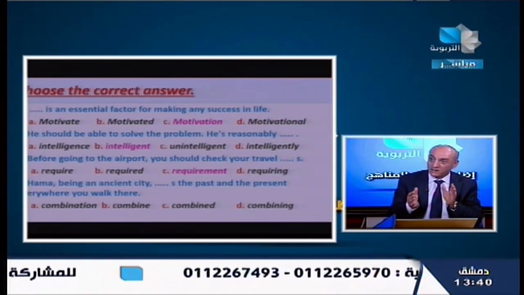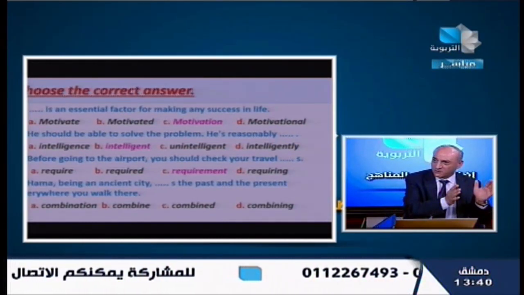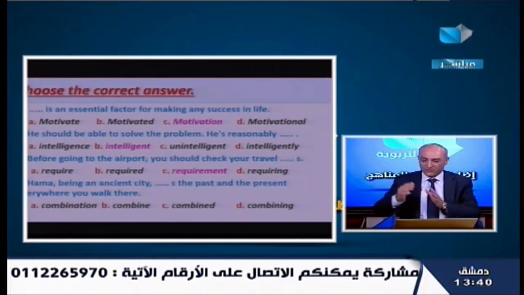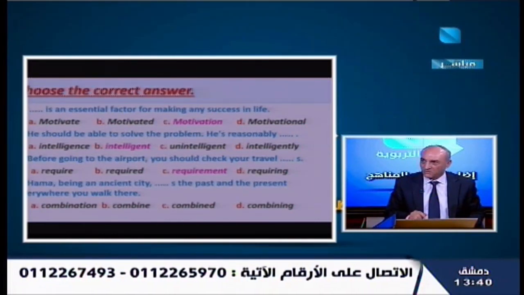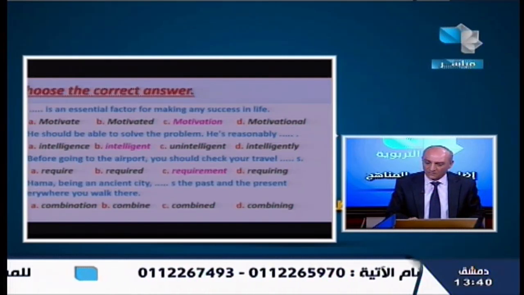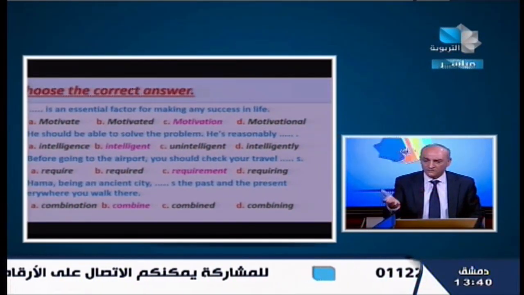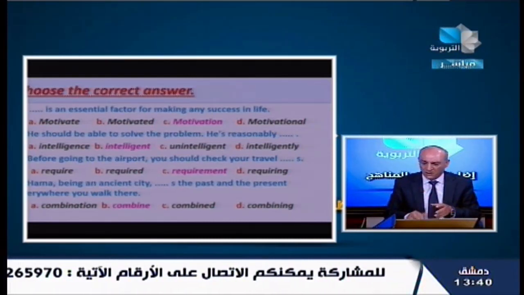So they need to know that this subject needs a verb. Where is the verb? Yes. Okay. So the verb is combined. They are separated by the adverbial phrase. Okay. Good. Thank you very much. Now, another exercise here.